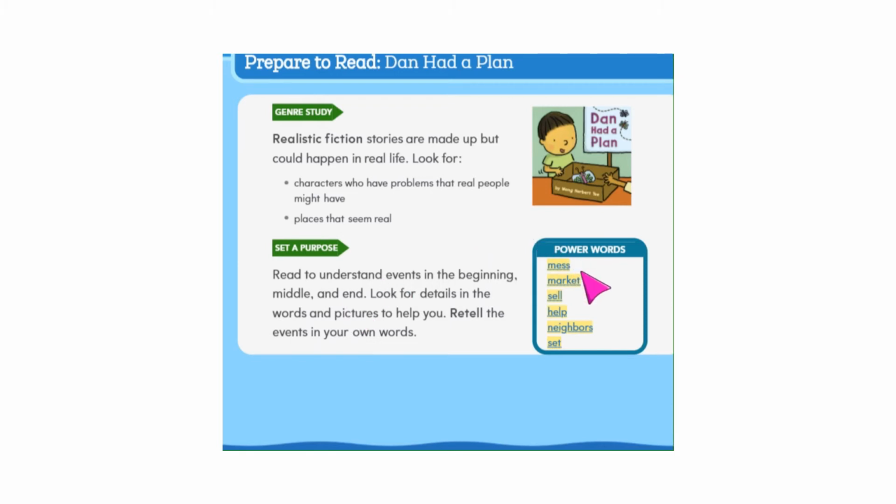Power words: the words mess, market, sell, help, neighbors, and set. These words we've already reviewed in our prior slide. These words, boys and girls, will be in our story. So let's pay close attention to those words as we get ready to read the story.